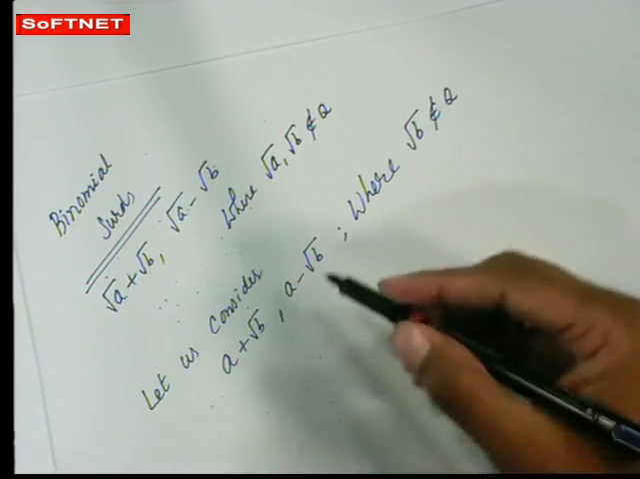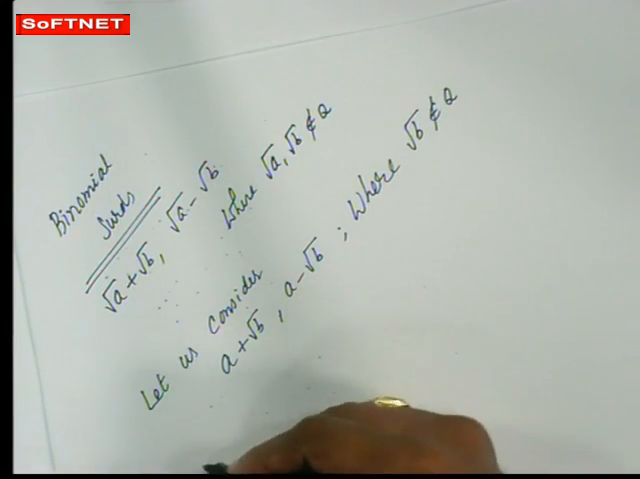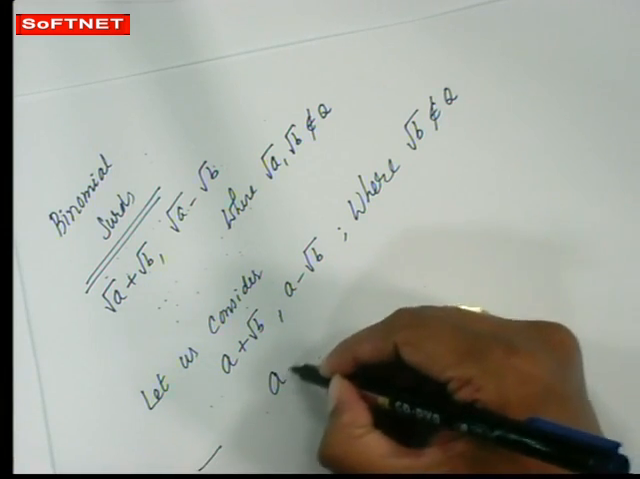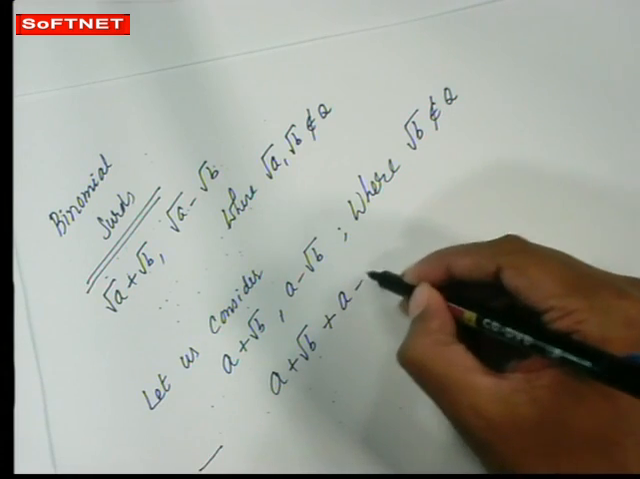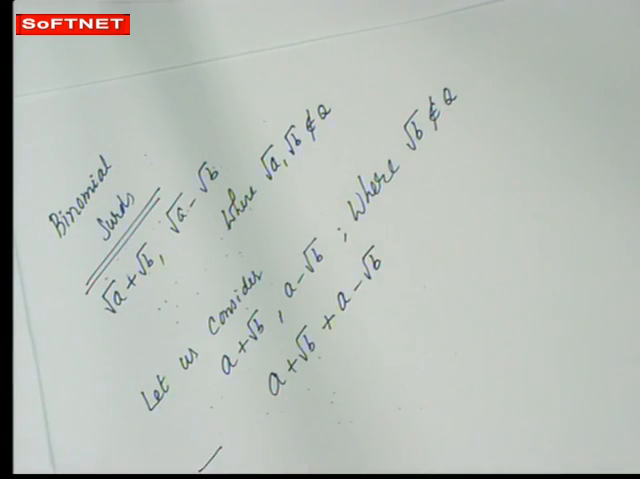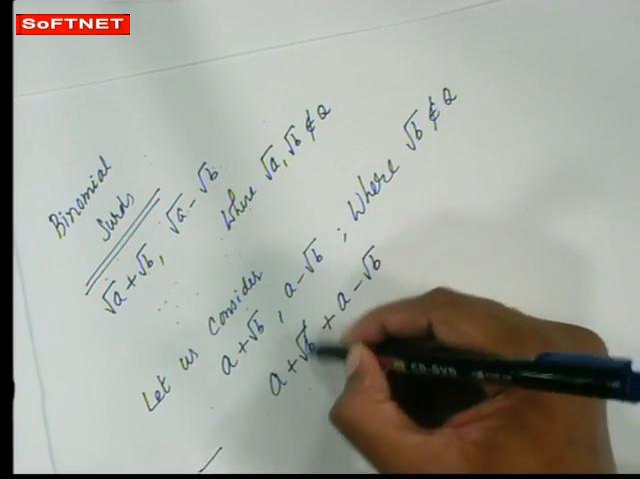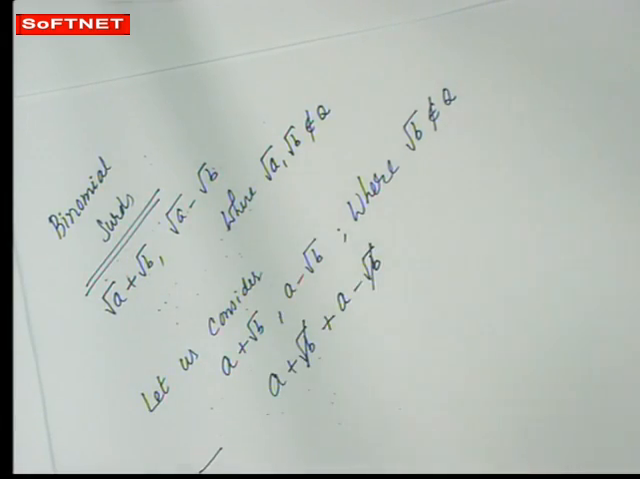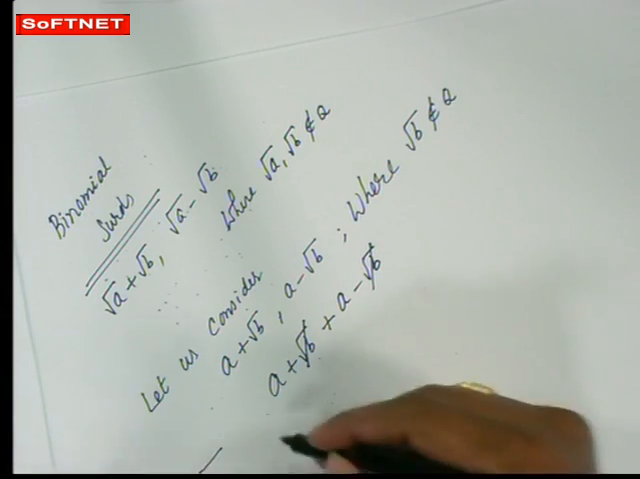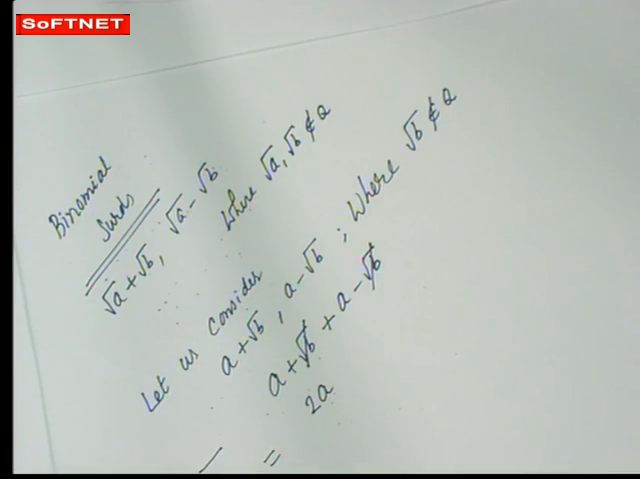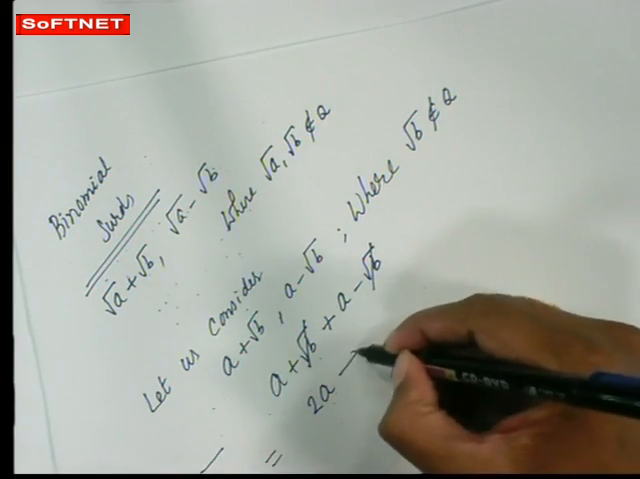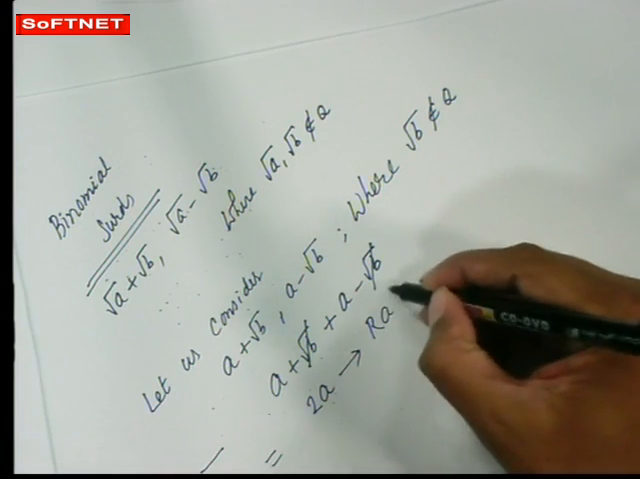First, let us add these two. What do we get? A plus root b is added with a minus root b. Here root b minus root b gets cancelled. We get 2a. Here 2a is a rational number.